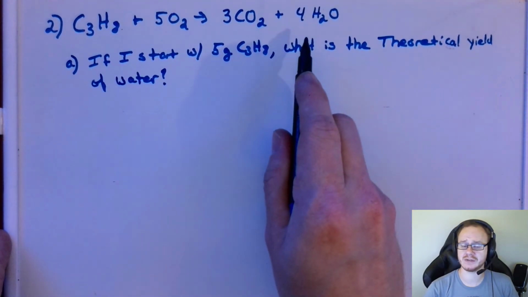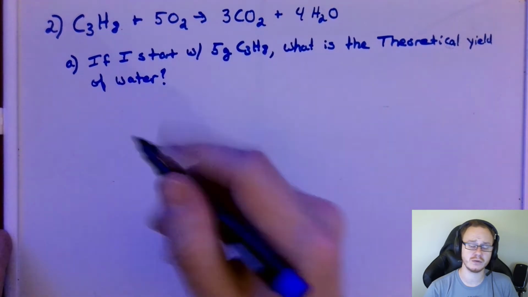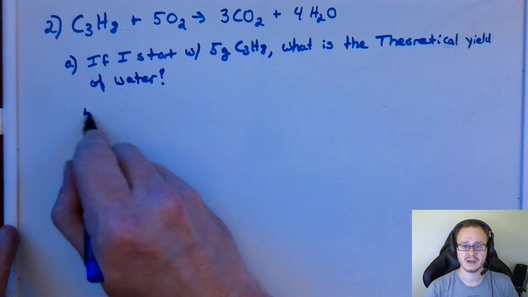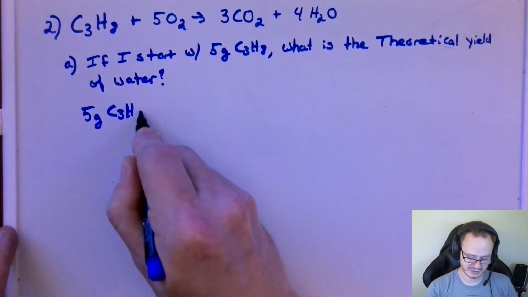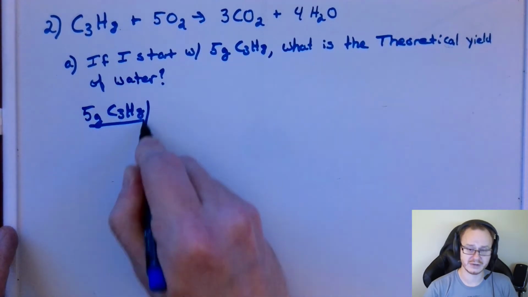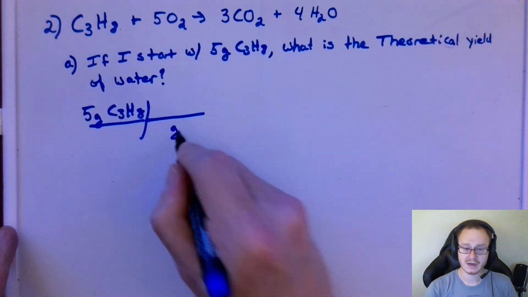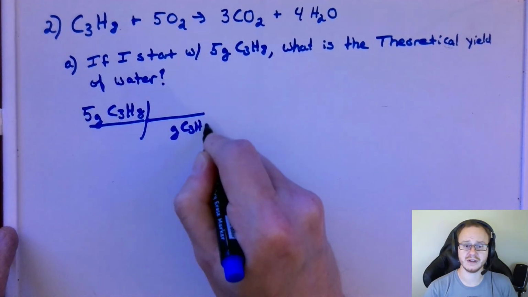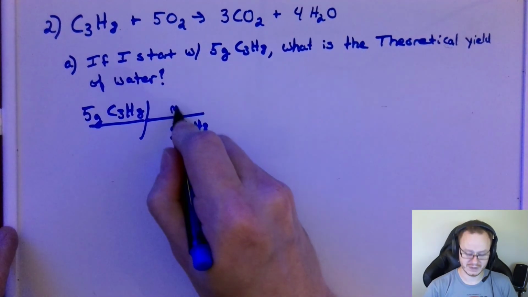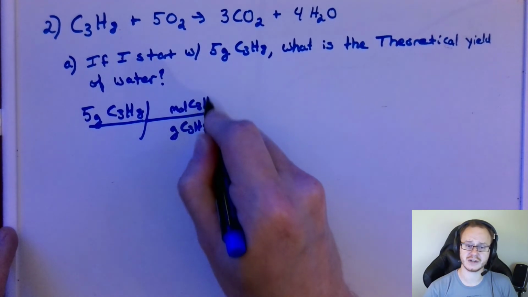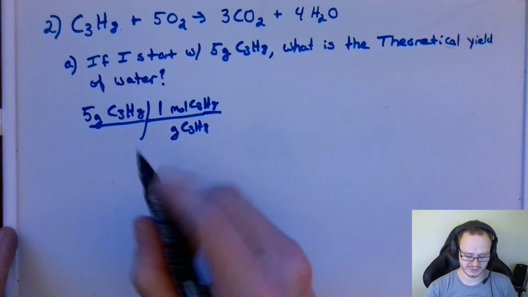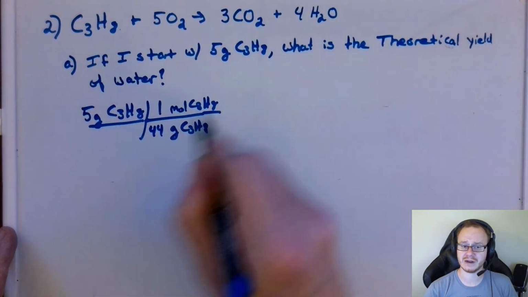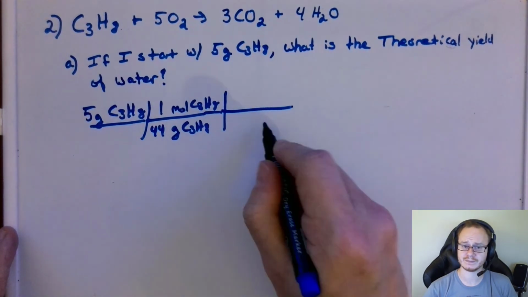I'm going to take my grams of C3H8 and convert them into grams of water. Here, 5 grams of C3H8 is my starting point, and I will set up my dimensional analysis boxes. I'll cancel grams of C3H8 and convert them into moles of C3H8. This is a mole to gram conversion, where 1 mole equals a molar mass of C3H8, around 44 grams.